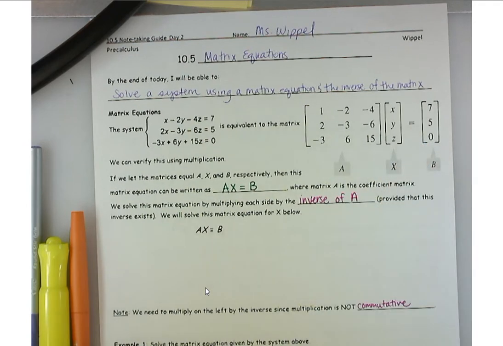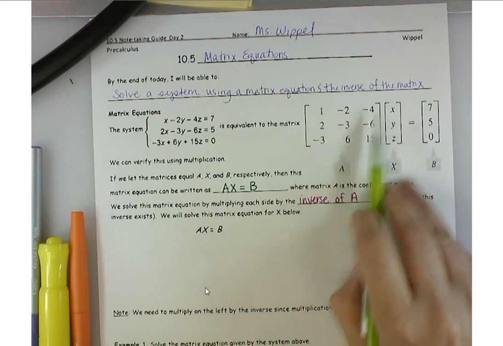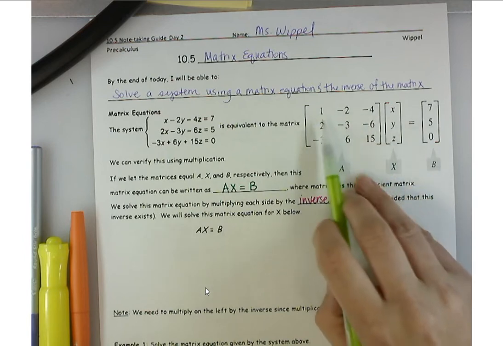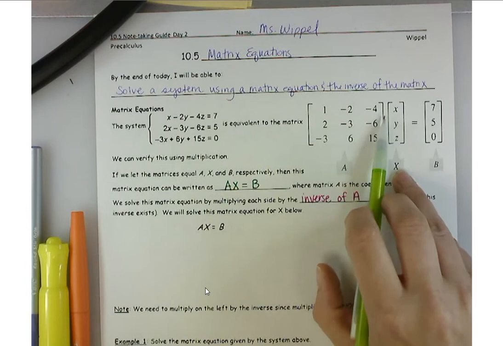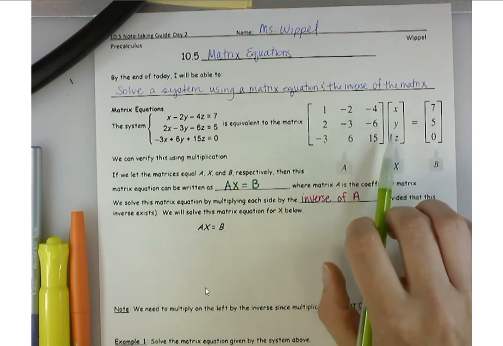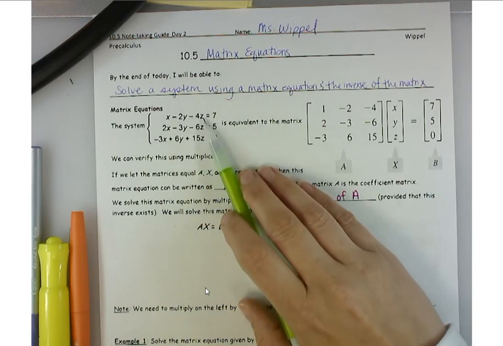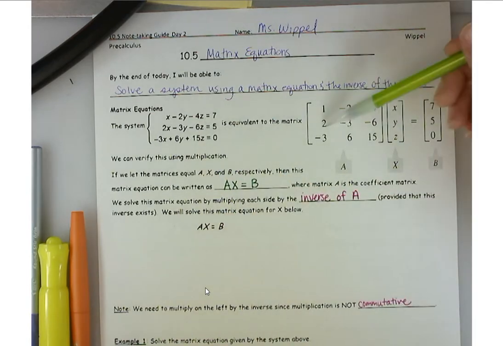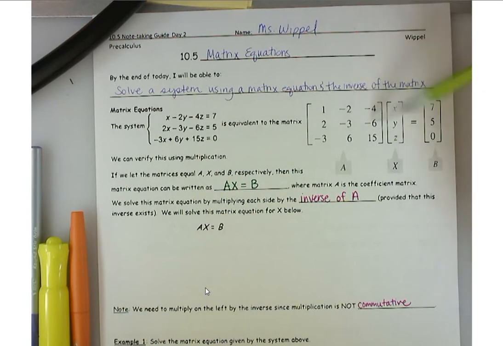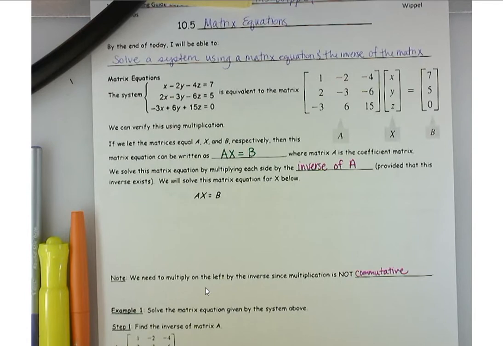Now we could verify this with multiplication, because remember when we multiply, we do the row by the column. So if I were to multiply, I'd do 1 times X, which would give me 1X, -2 times Y, -4 times Z, and see how that would equal this first part here? And then it would continue in that pattern, right? You'd have 2 times X, -3 times Y, -6 times Z, -3X, 6Y, 15Z. Okay, so we know that that is accurate.